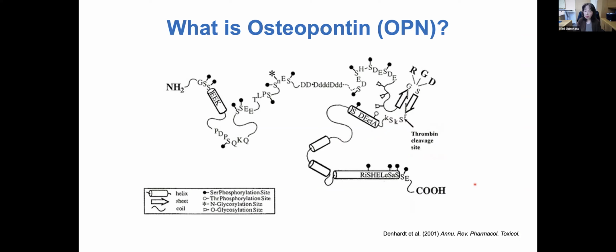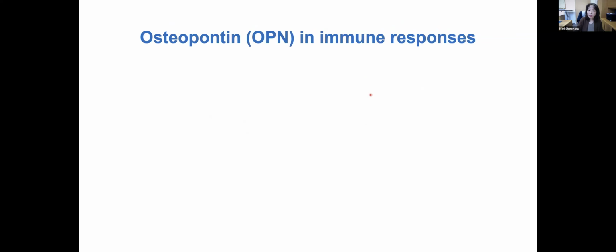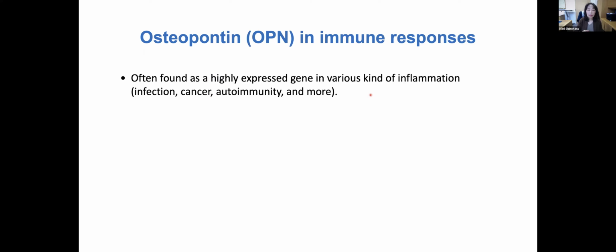We have been working on this molecule for many years, pretty long years. OPN is a protein which is a little more than 300 amino acids in size, and also known to have multiple phosphorylation sites and glycosylation sites. So what kind of molecule is osteopontin further? Osteopontin is found as a highly expressed gene and protein in various kinds of inflammation.